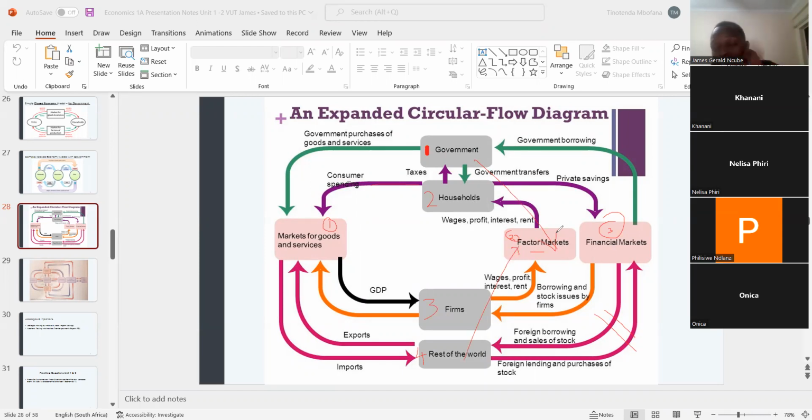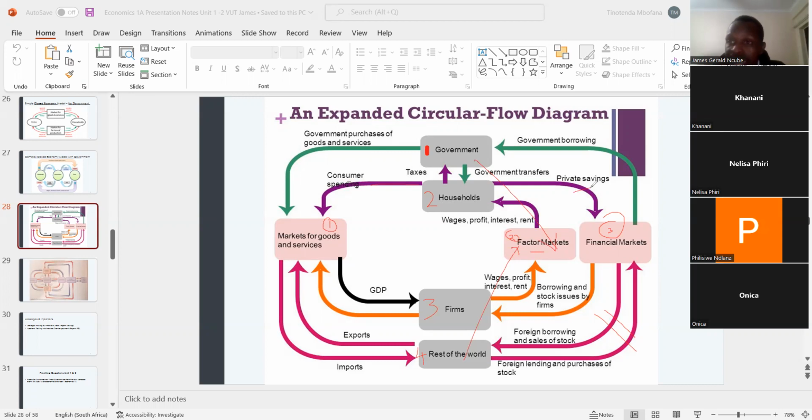Because within the factor market, you will find foreigners being employed by South African companies. Within the factor market, you find government officials going there to hire accountants, to hire statisticians and whatnot, right? So both the government and the rest of the world also interact with the what? With the factor market. And then the financial market, individuals go and put their savings into the financial market, which is what?